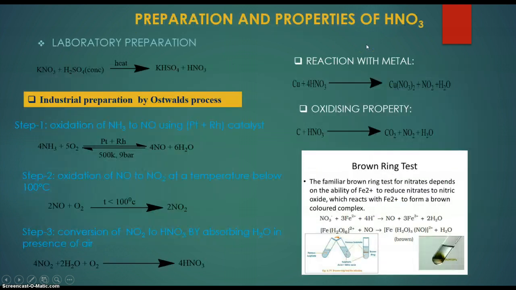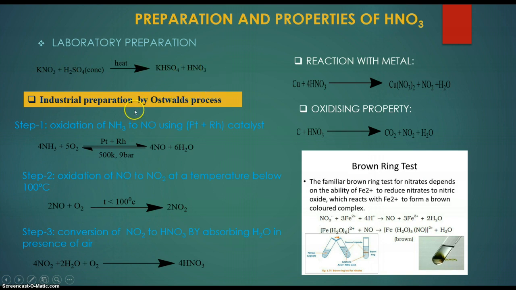Now we are coming to the preparation and properties of HNO3. First of all, what is the laboratory preparation of HNO3? HNO3 is prepared in the laboratory by mixing potassium nitrate with concentrated H2SO4, and we have to heat the mixture, and in that case we can get nitric acid as a product.